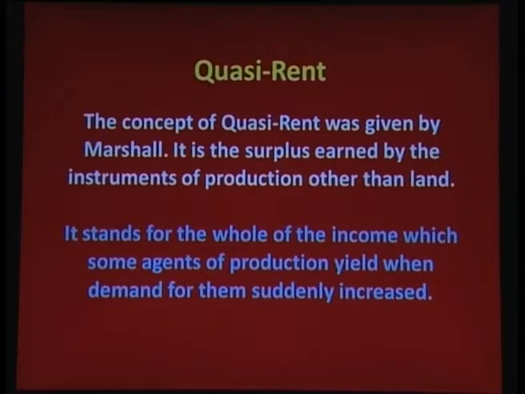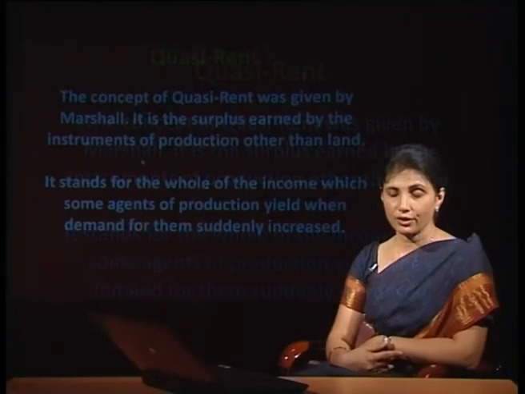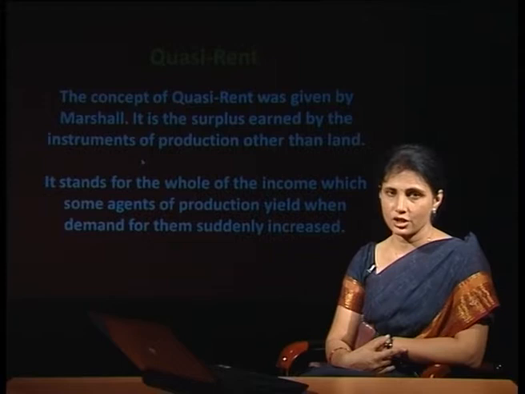Quasi-rent. The concept of quasi-rent was given by Marshall. It is the surplus earned by the instruments of production other than land. It stands for the whole of the income which some agents of production yield when demand for them suddenly increases. Now, this is another important concept of rent, that is quasi-rent, which is not a true rent.